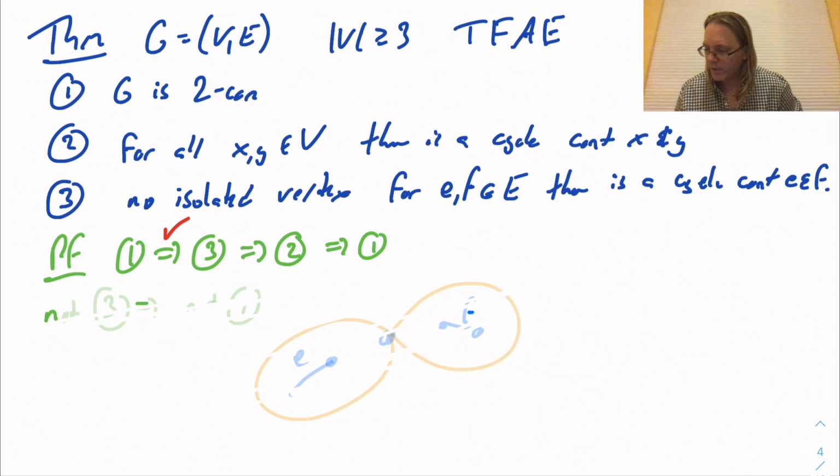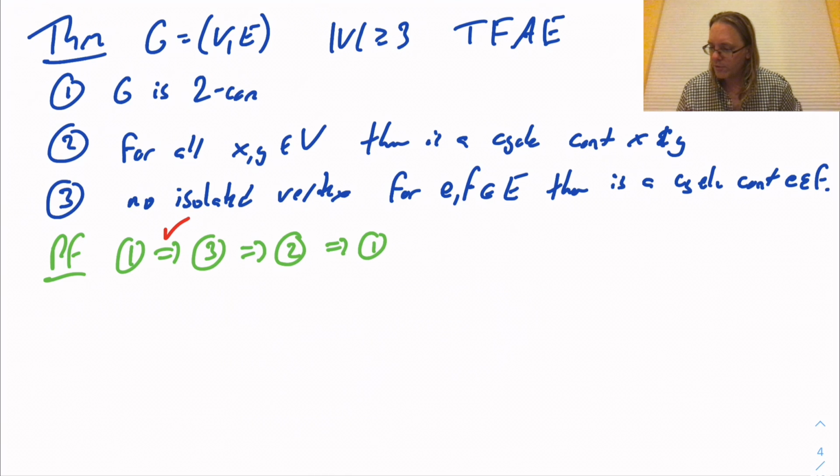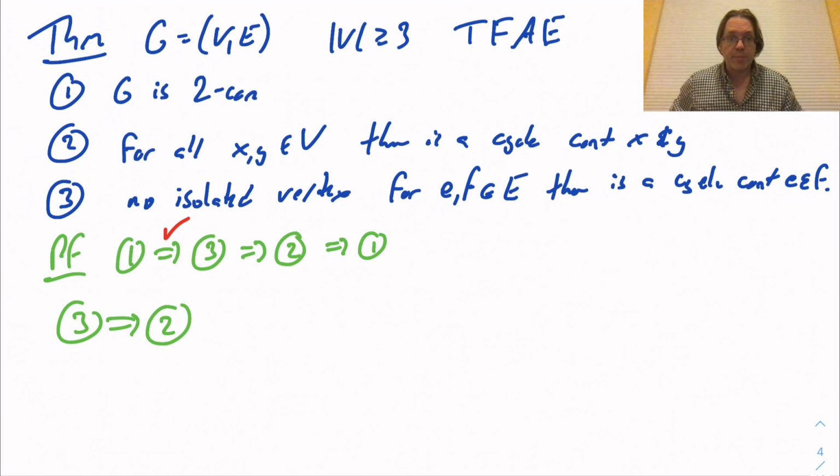Let me try to be efficient here and draw the picture for the next one. So how about 3 implies 2? Suppose I have property 3, so I know that I have a graph with no isolated vertex, and I know that for any 2 edges E and F, there's a cycle containing both. Let's try to prove that property 2 holds true. So right now I'm doing 3 implies 2. If I'm going to prove property 2, I need to show that for any 2 vertices X and Y, there's a cycle containing them. So give me a vertex X, give me a vertex Y. There they are. I've got to show you that there's a cycle containing those 2.